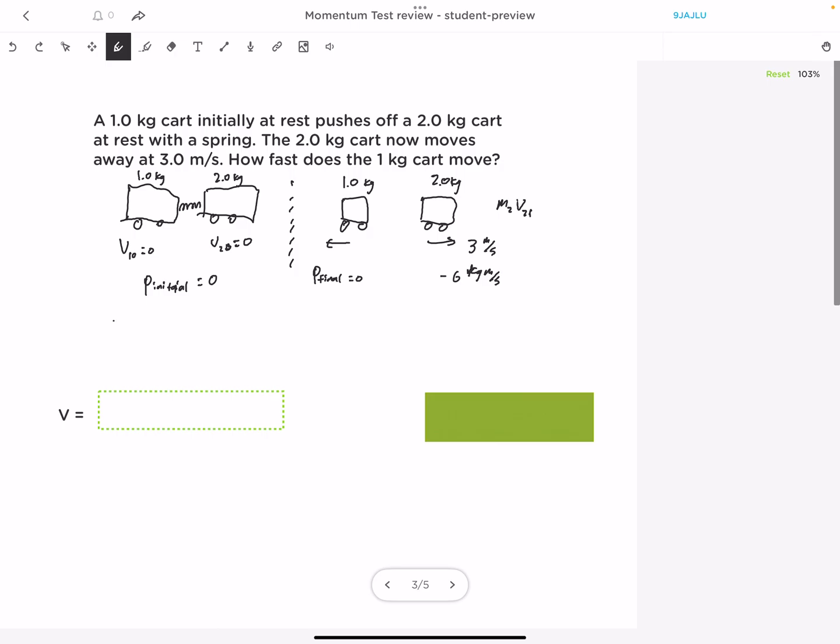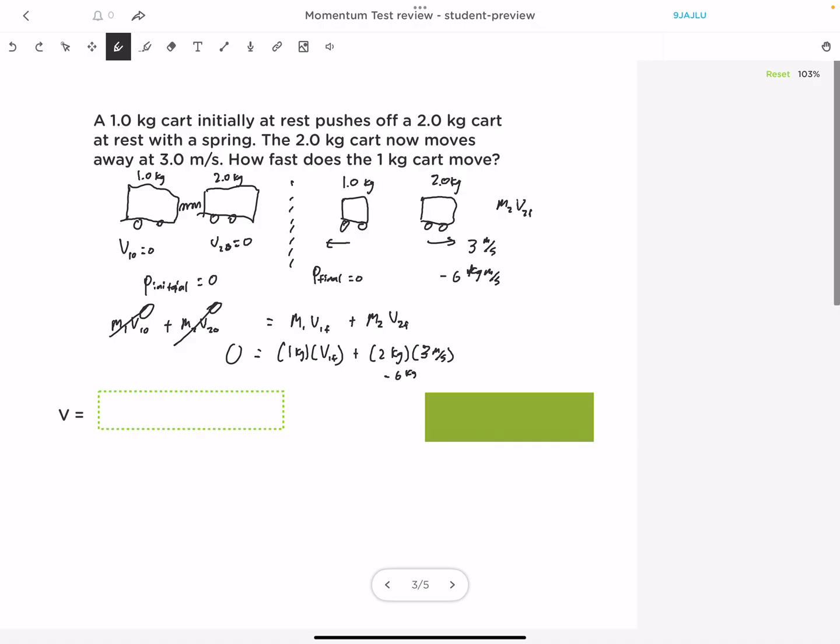If you want to write it out in terms of the variables, let's be thorough about this. So you have m2 v2 naught. That has to equal m1 v1f, right? So that's the final velocity, v1f. That's what we're trying to solve for, the final velocity of cart 1. This is going to be 0. This is also 0. And just plug in the values here. I have 1 kilogram times v1f, which is what we're solving for, plus 2 kilograms times 3 meters per second.